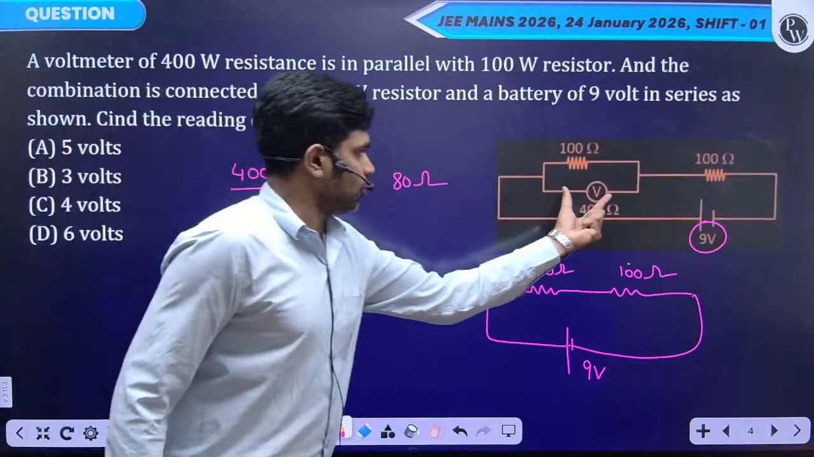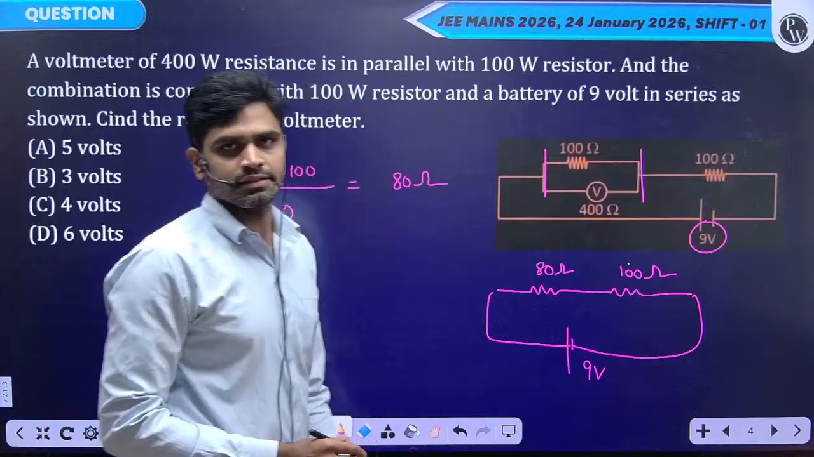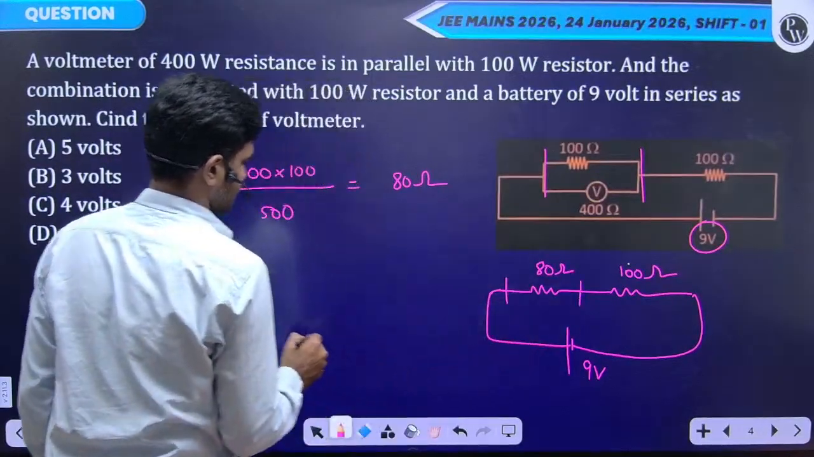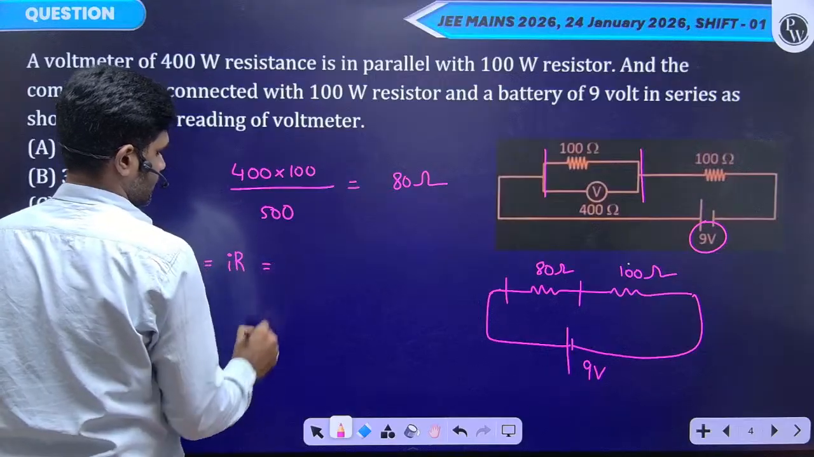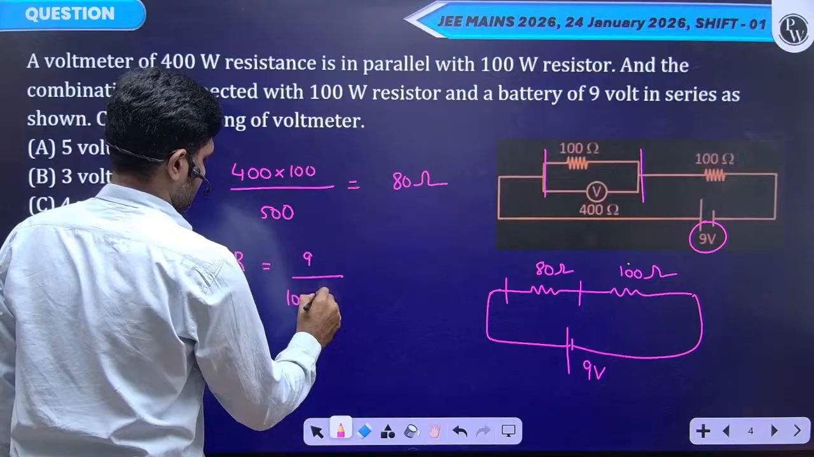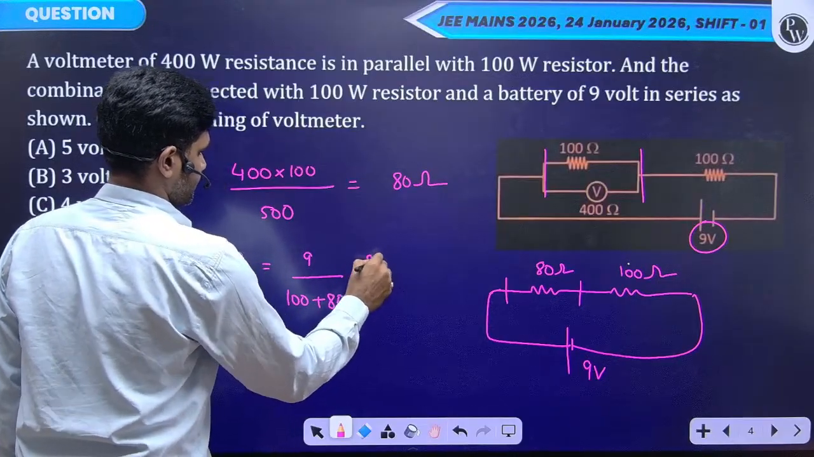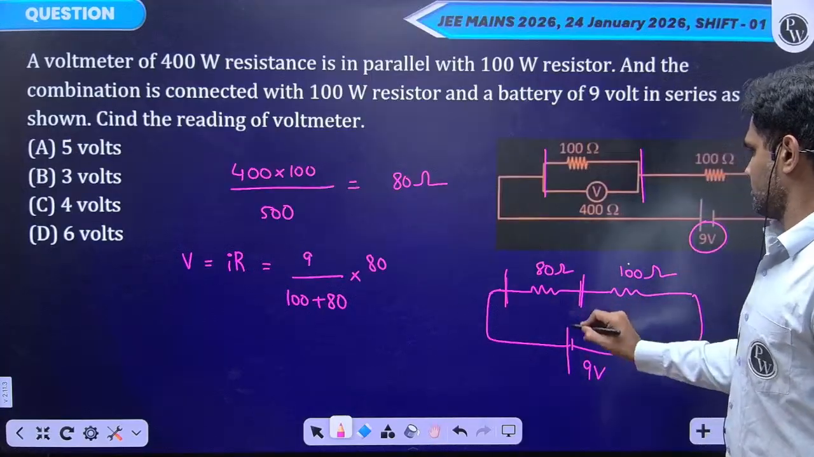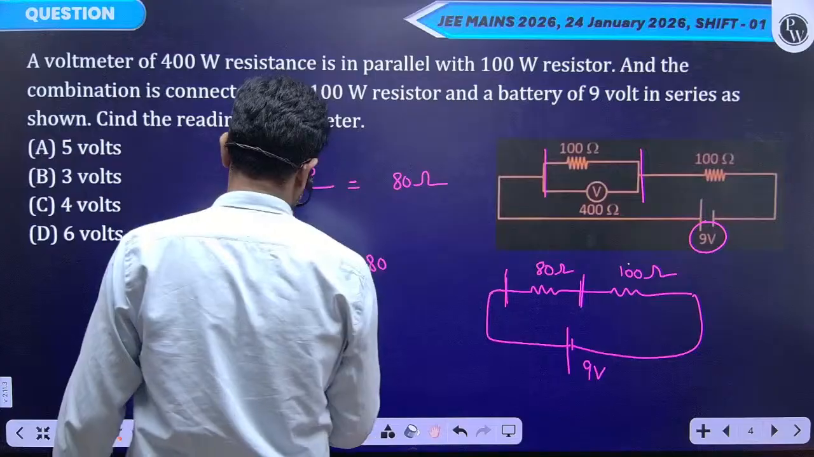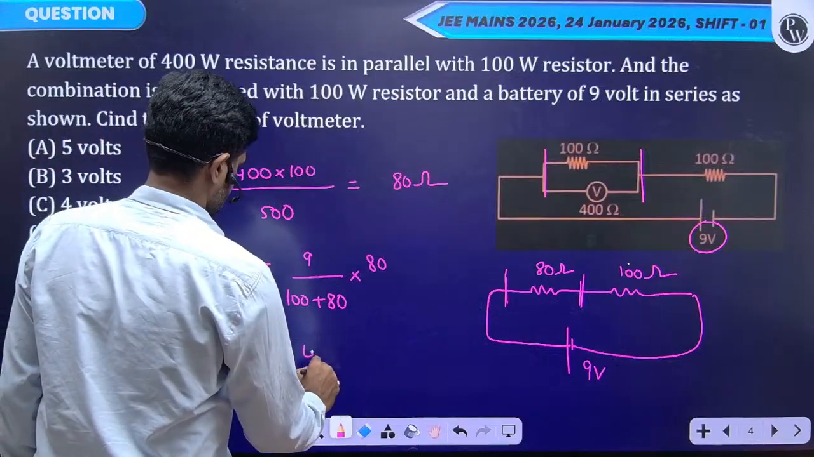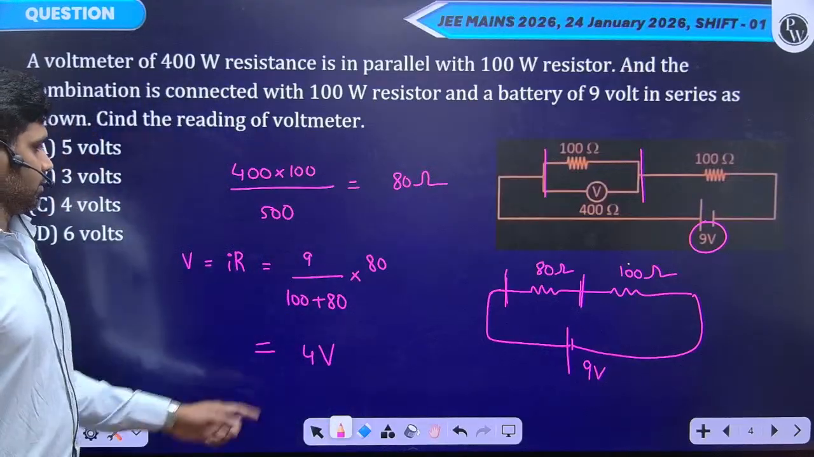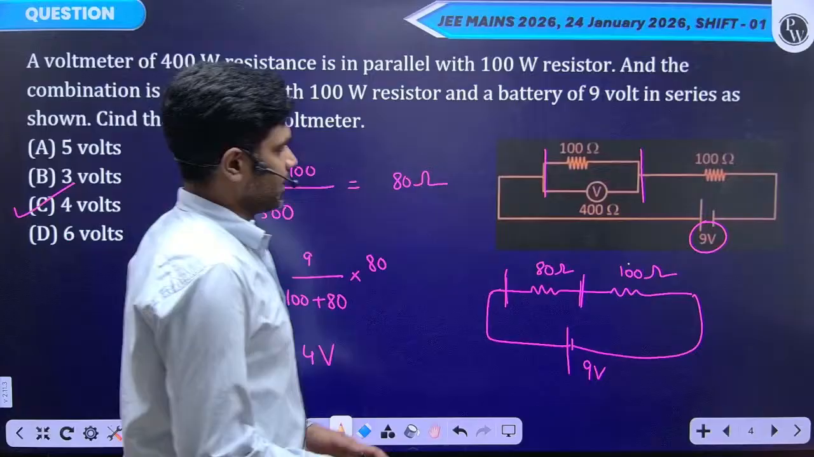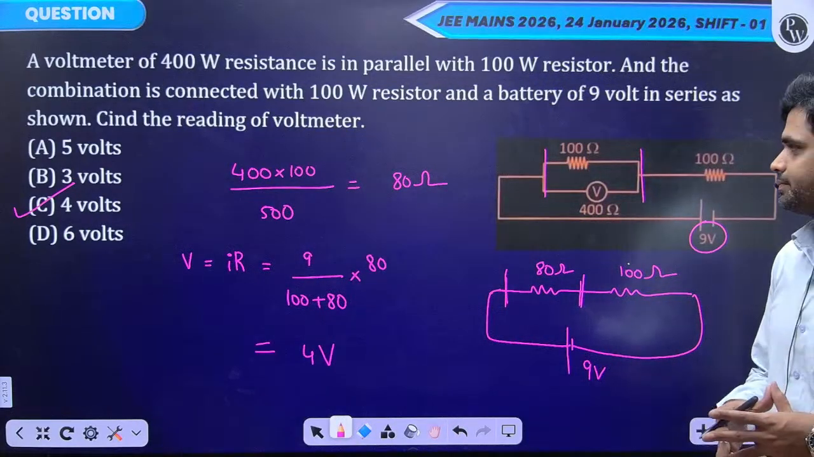They're asking the voltmeter reading. Voltmeter reading is the potential across these ends, which is I into 80, because potential across a resistor is IR. E equals IR, which is 9 by (100 plus 80) into 80. We want potential across 80 ohm, which is IR. I is 9 by total resistance, which is 180. So 9 by 180 is 1 by 20, and 80 by 20 is 4. So the voltmeter reading for this question will be 4 volts.